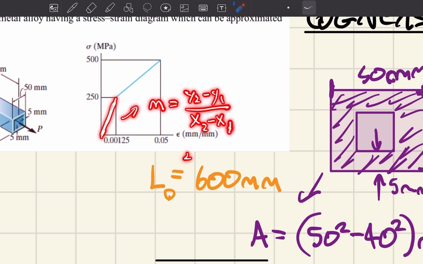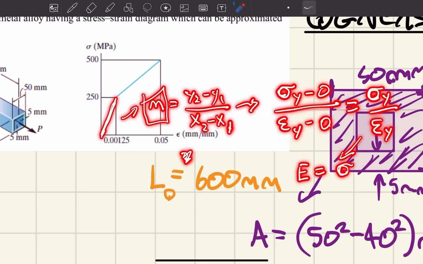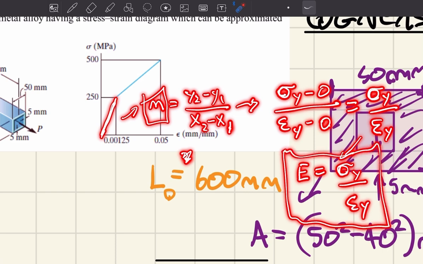In this case, y2 is 250. Actually, we won't do that. Y2 in this case is sigma yield minus 0. X2 is epsilon yield minus 0. You end up with sigma yield over epsilon yield, and basically we call this slope the elastic modulus, or Young's modulus. So that was a quick, not a derivation, but explanation, right? So we characterize the elastic region by Young's modulus, which is basically stress over strain, right?